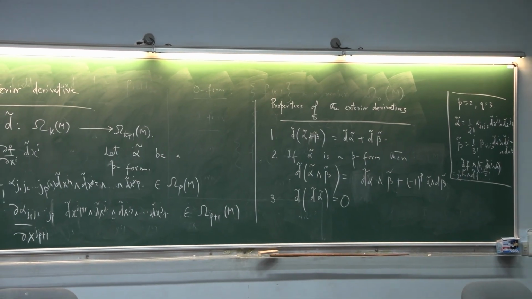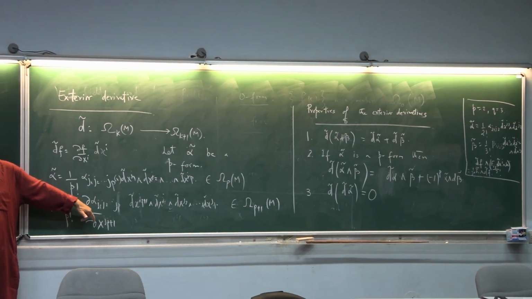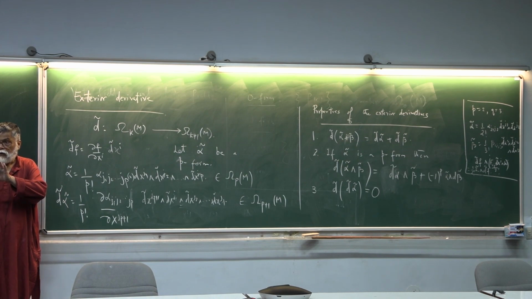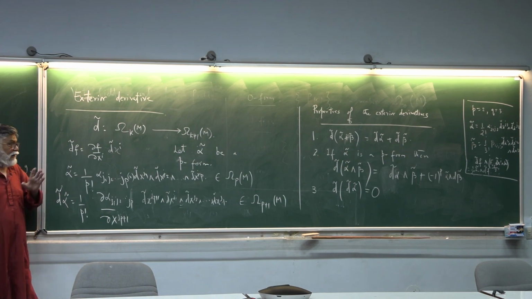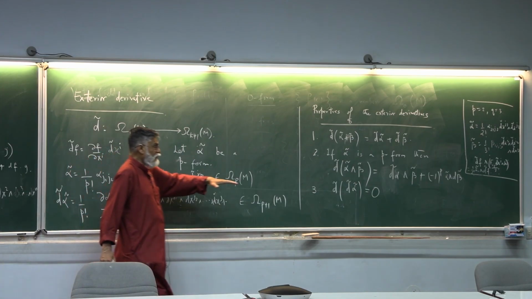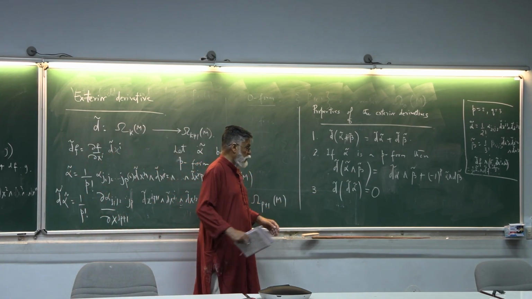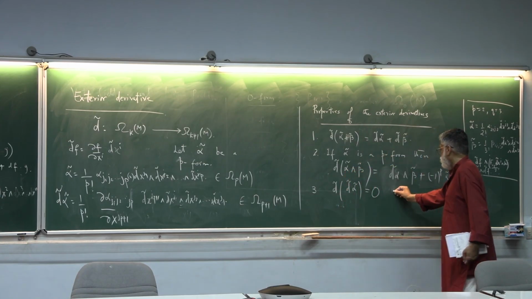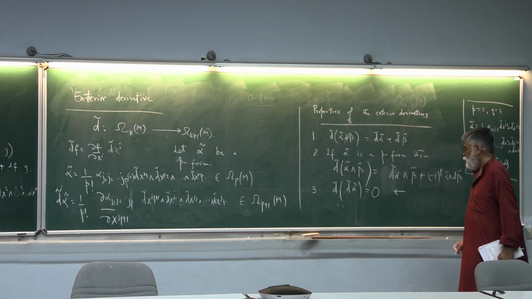Wedge products don't commute, but partial derivatives commute. So therefore it will be 0. I hope you understand the logic. It's so important that let's do it for a specific case so that you understand the reason why this is happening. Okay, let's do it and show a very specific example.